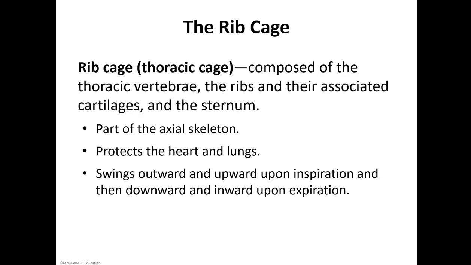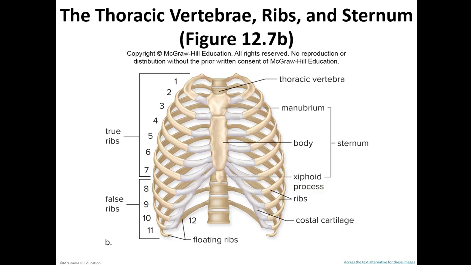The rib cage. The rib cage is a thoracic cage comprised of thoracic vertebrae, the ribs, and their cartilages, and the sternum. The rib cage is part of the axial skeleton and protects the heart and lungs. It swings outward and upward for inspiration when you breathe in, and downward and inward upon expiration, breathing out. Here's a picture of the rib cage.